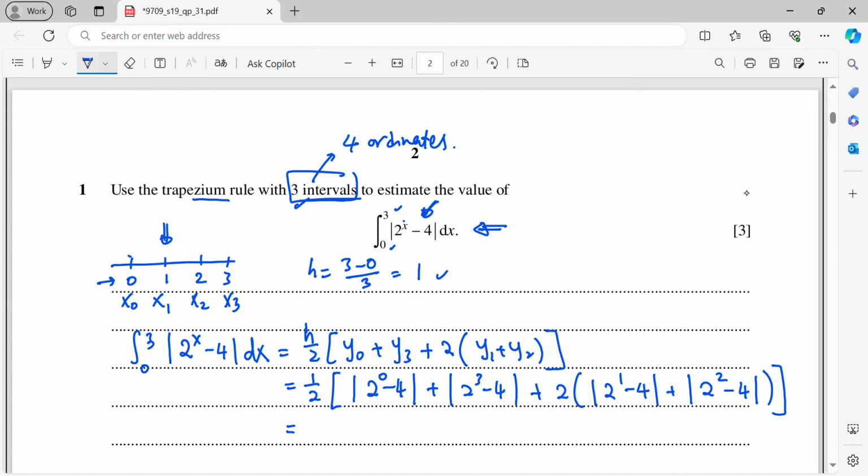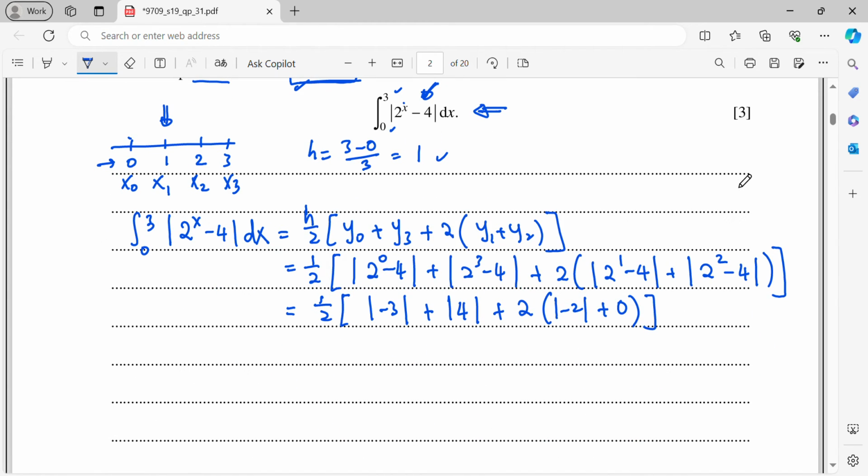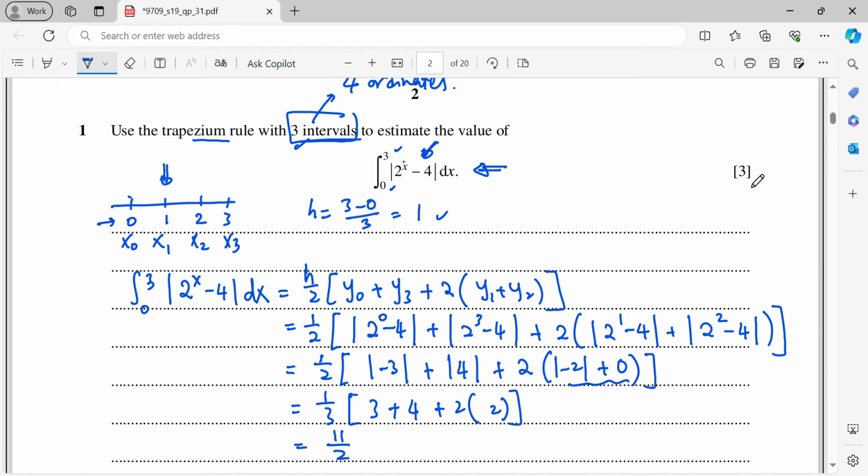From here, the modulus sign will be giving you a positive value. So the first one will be 2 to the power 0 minus 4, that is minus 3. So modulus of minus 3 plus modulus of 4 plus double of modulus of negative 2 plus 0. Remember the modulus means absolute value, so just ignore the negative sign if you are getting modulus of a negative value. Therefore you will be getting 3 plus 4 plus 2 times, now the whole bracket here is basically just 2. So at last you will be getting 11 over 2. So this is the trapezium rule.